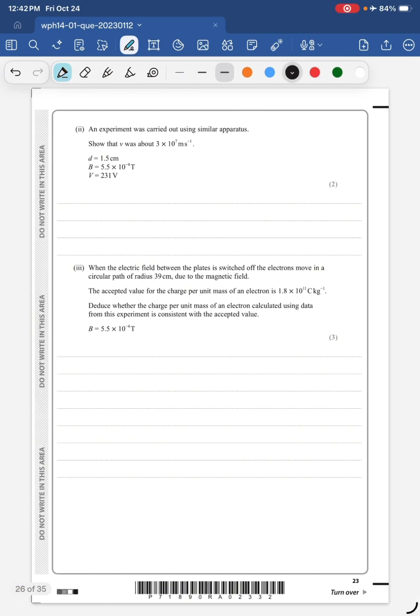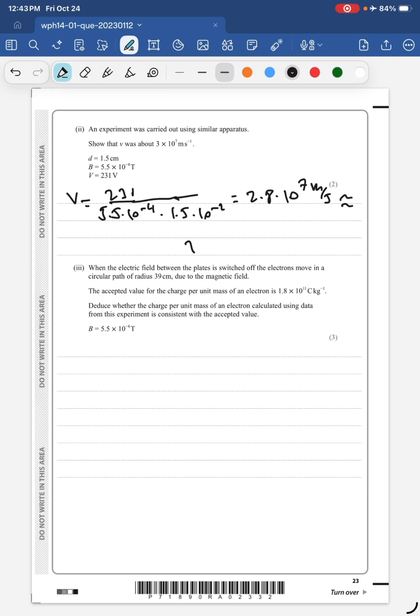Now, part 2. An experiment was carried out using similar apparatus. Show that the velocity was about 3 times 10 to the 7 meters per second. So this is a simple application of what we just found. So 231 volts over 5.5 times 10 to the negative 4 times 1.5 times 10 to the negative 2, to convert back to meters, gives us 2.8 times 10 to the 7 meters per second, which is about 3 times 10 to the 7 meters per second.